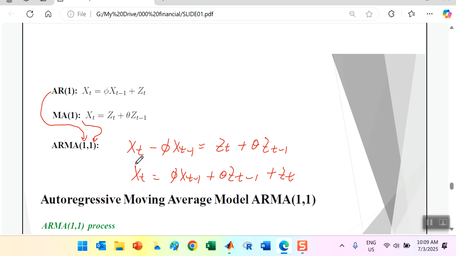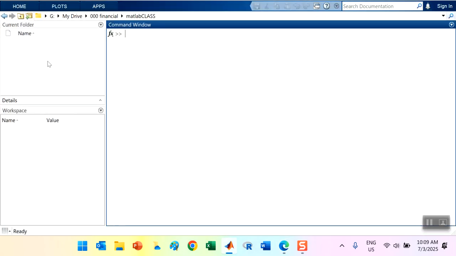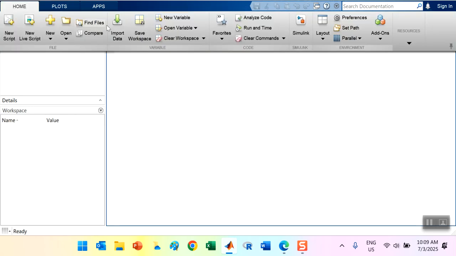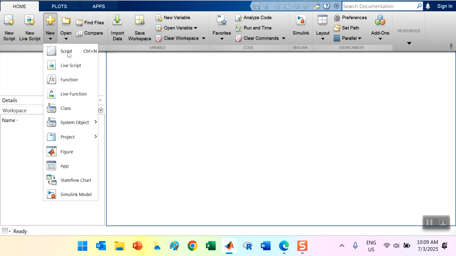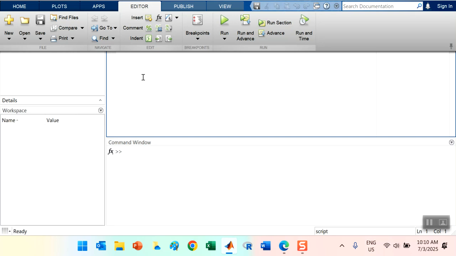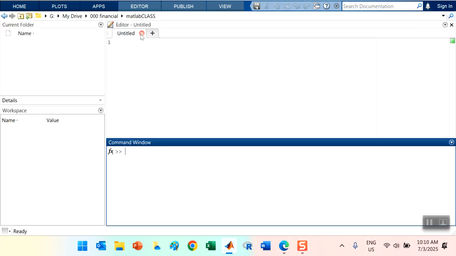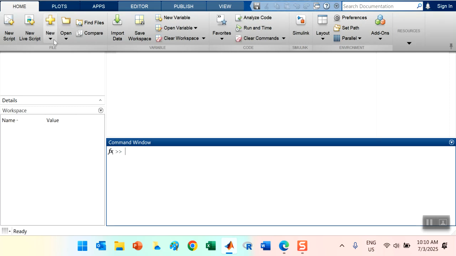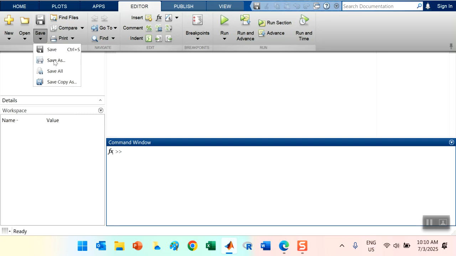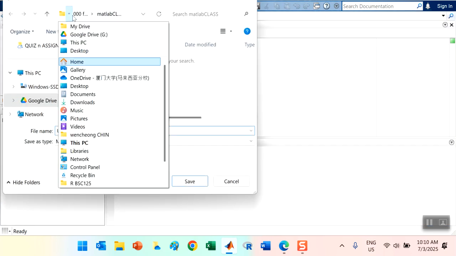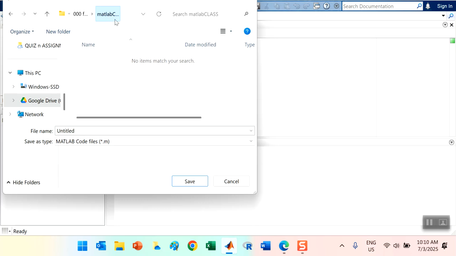Okay, so we're going to run a simulation of, let's say, the pure MA, pure AR, and the ARMA models, using the method. So here we can just create a new script. Let's say we want to save this script. Okay, save the file. I'm going to put it in the MATLAB folder called MATLAB class.